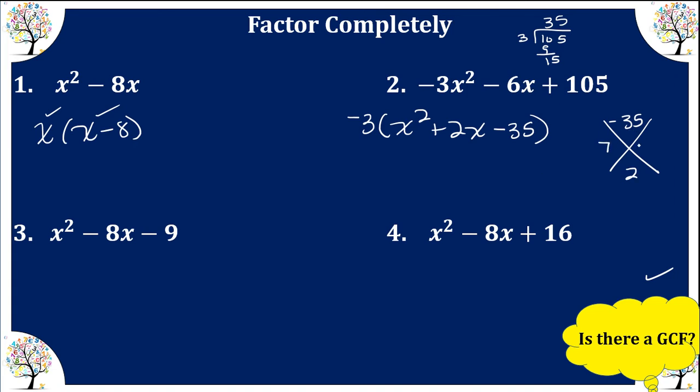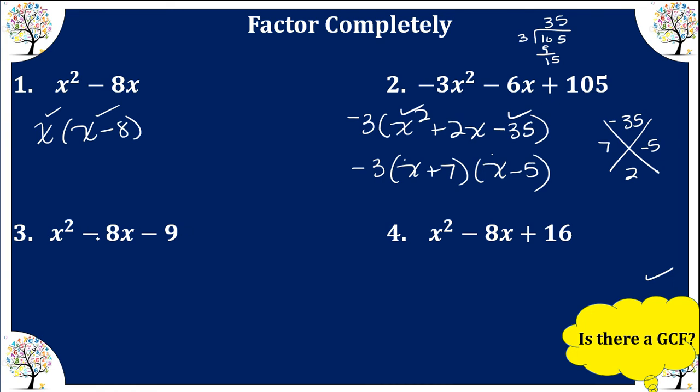And so we know that 7 and 5 would give us 35, and we need one of these to be negative, and it needs to be the smaller one because we have a positive. So now we can do that quick trick. So we have x plus 7 and x minus 5. We factored the x squared into x, and we factored the constant into 7 and negative 5, and we're done.